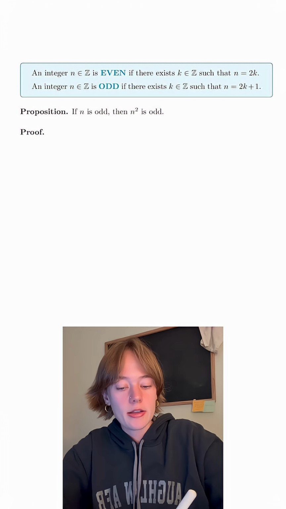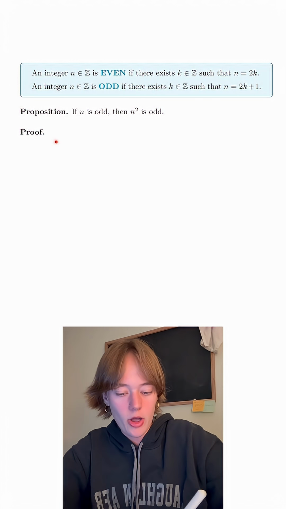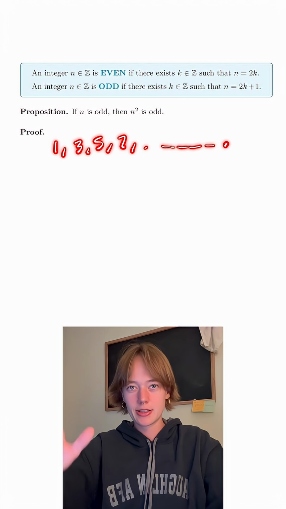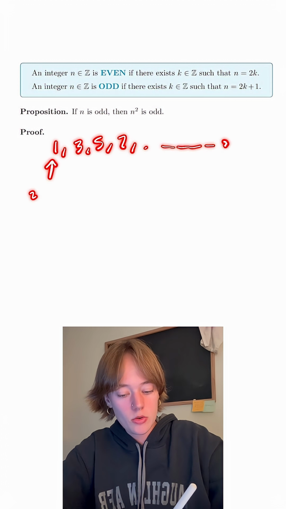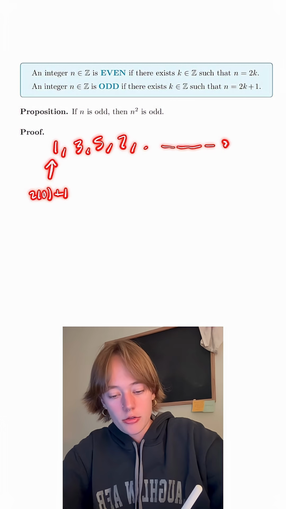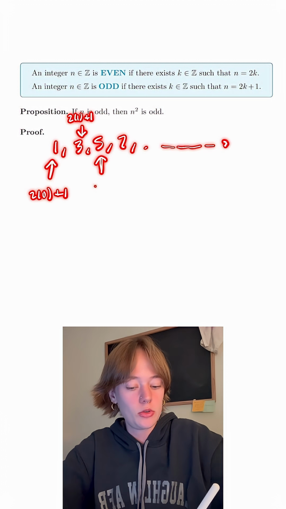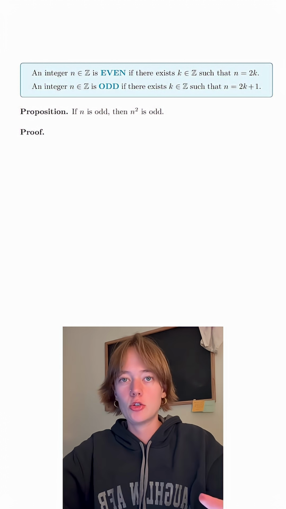And then an integer n is defined as odd if there exists an integer k such that n is equal to 2k plus 1. So think of your odd numbers, right? 1, 3, 5, 7, and so on. These can all be expressed as 2 times an integer plus 1. 1 is going to be 2 times 0 plus 1. 3 is going to be 2 times 1 plus 1. 5 is going to be 2 times 2 plus 1. You see? Now let's see if we can use those definitions to do this proof.